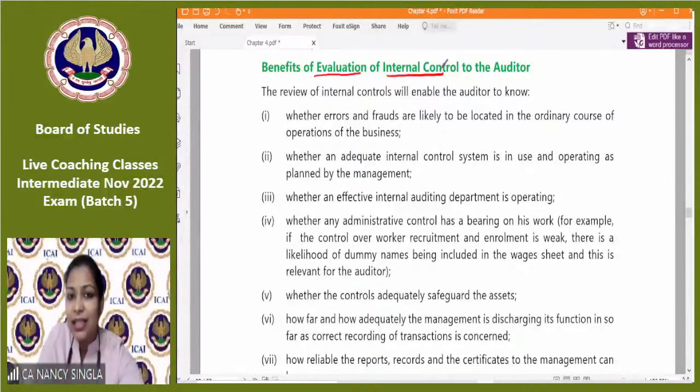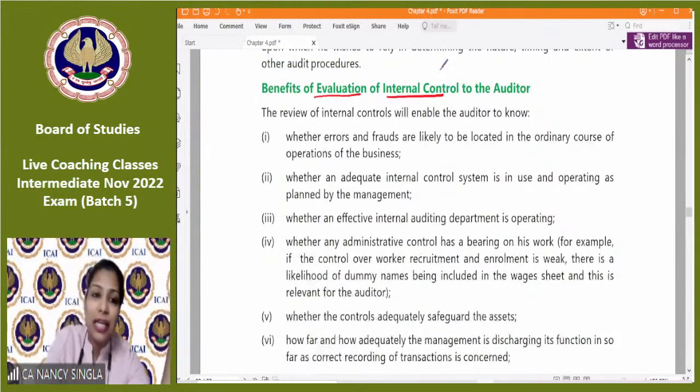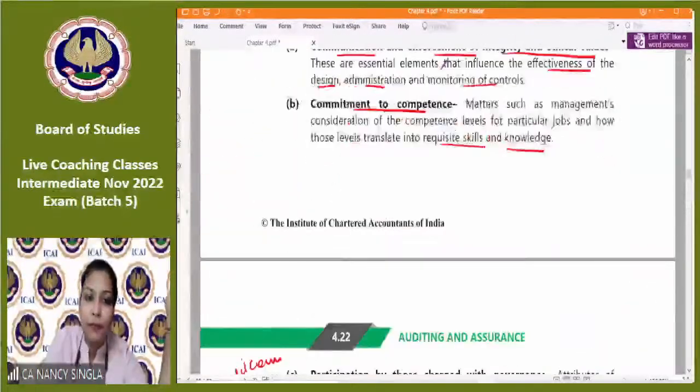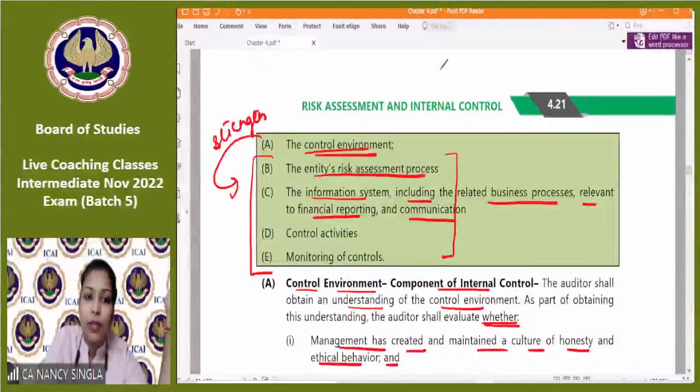So what are the benefits of evaluation of internal control? First we understood, right? The auditor has obtained an understanding. Let me just take you through that topic again. Where was it?